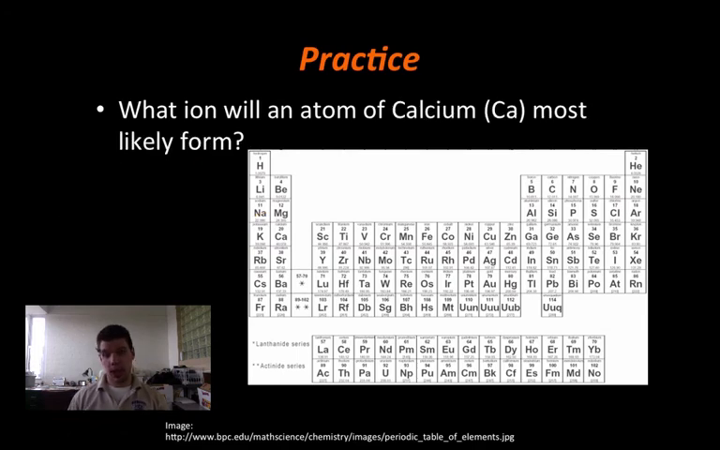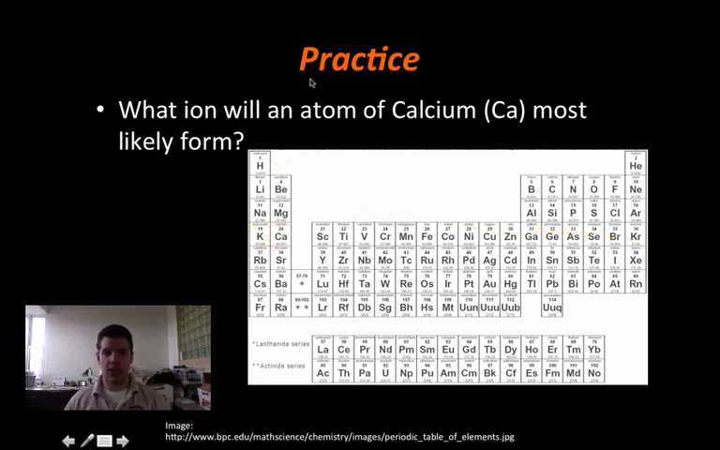Let's do one more. What ion will an atom of calcium most likely form? So now we find calcium on the periodic table. Okay, we see he's here. He's in the second column, which means he has 2 valence electrons. All right, so he can either gain 1, 2, 3, 4, 5, 6, or he can just give away 1, 2. Easier to gain 6 or lose 2. He's probably going to lose 2.